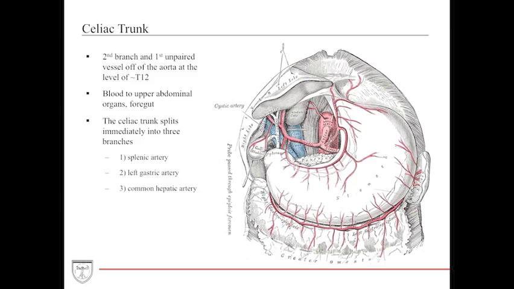So now we're going to discuss the celiac trunk. Overall, the celiac trunk is considered to be the second branch and the first unpaired vessel off of the aorta, and it branches off at the level of T12, almost immediately as the abdominal aorta passes through the diaphragm. The celiac trunk is very important for all the upper abdominal organs in the foregut. It splits immediately into 3 branches. It splits off into the left gastric, like right here. Then it splits off into the splenic, which also goes towards the left upper quadrant. And then off to the right is the common hepatic artery.